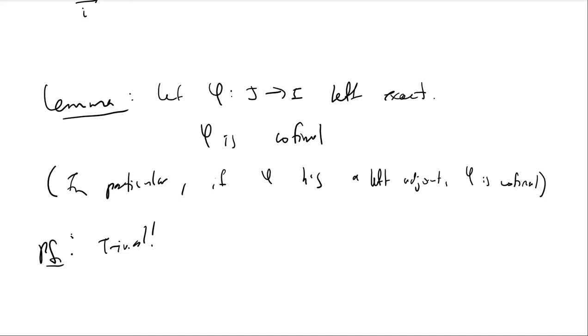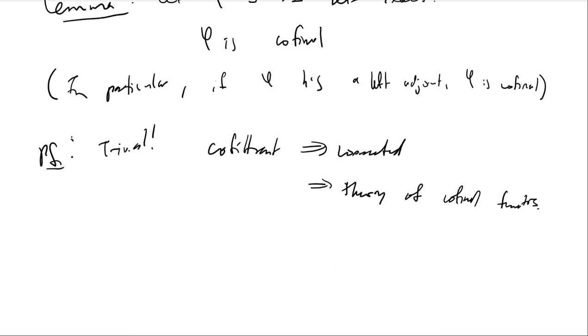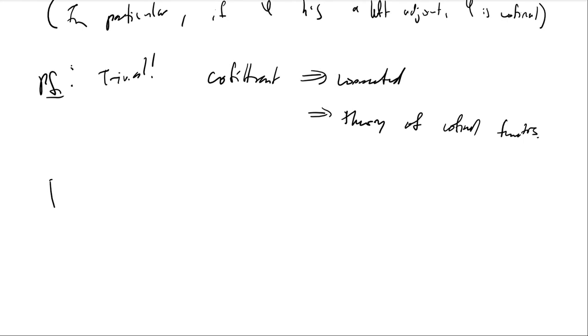The reason is a cofiltrant category is connected. And so this follows from the theory of cofinal functors that we saw previously in chapter 2. I think it's chapter 2. Forget exactly which video. I can try to go back and see if I can link it here, if I can find it. Okay, we got a couple more, also very easy.